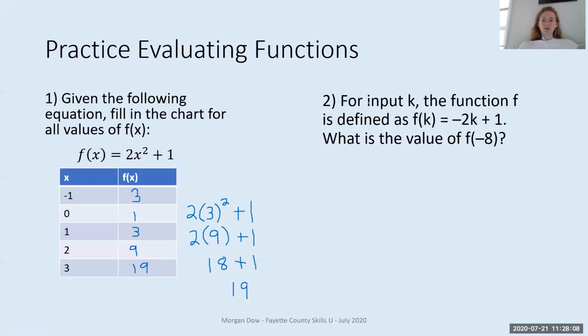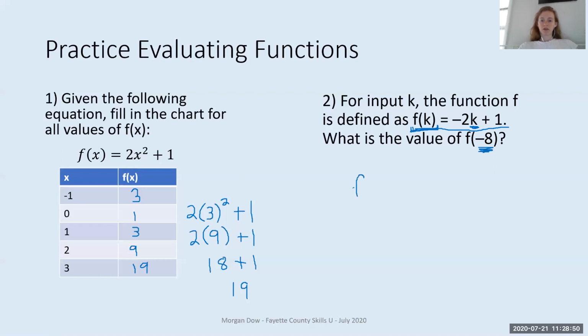All right, let's move on to the second problem here. For input k, the function f is defined as f of k equals negative 2k plus 1. What is the value of f of negative 8? Okay. So this one is written a little bit differently, but it's really asking us to do the same thing. We're given a function, and we can see here we've got this input variable of k, which is going to give us an output of f of k, or a function of k. So they say, what is the value of f of negative 8? That means negative 8 is the input value we want to use.